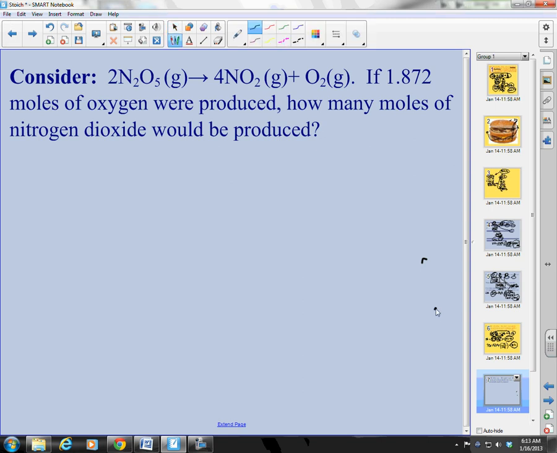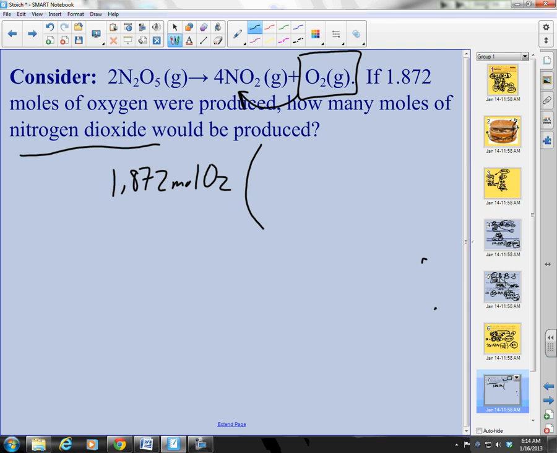Consider my dinitrogen pentoxide decomposition again. If I have 1.872 moles of oxygen, that means I'm starting here. How many moles of nitrogen dioxide would I produce? So I'm just going from here to here. It doesn't matter where I go as long as I use my proper mole ratios. I can go anywhere in these equations. That's what's cool about the mole ratio. What is it that I want? I want moles of NO2. I want 4 moles of NO2 per 1 mole of O2.